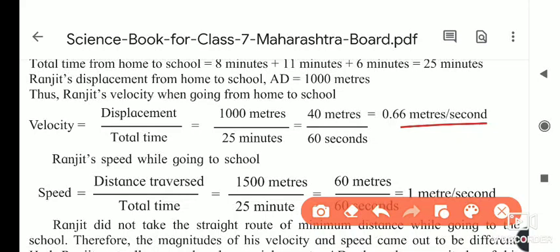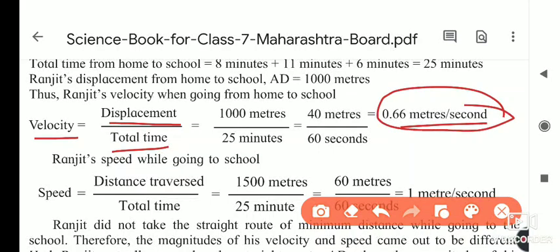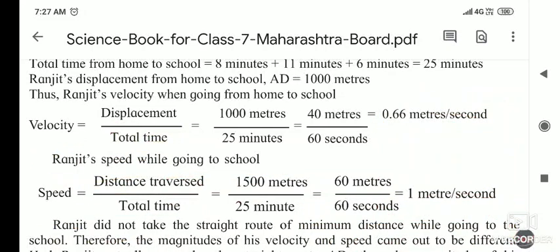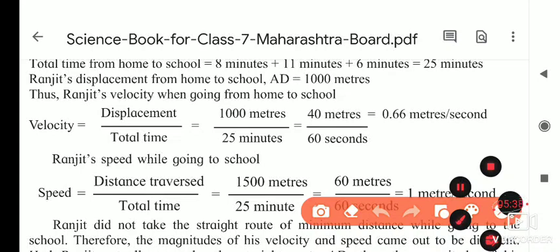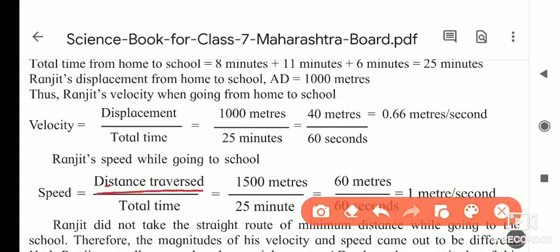Now Ranjit's speed we have to find out. Here it is the velocity, we found it. For velocity we use the formula displacement upon time, and his velocity is 0.66 meter per second. Now to find out Ranjit's speed while going to school, what is the formula for speed, that is distance upon time. So the change is here only, displacement upon time and distance upon time, this is the difference. I told you that sometimes distance and displacement are the same. When the person is walking on a straight line with a uniform speed, then the distance and displacement, means velocity and speed, will be the same.